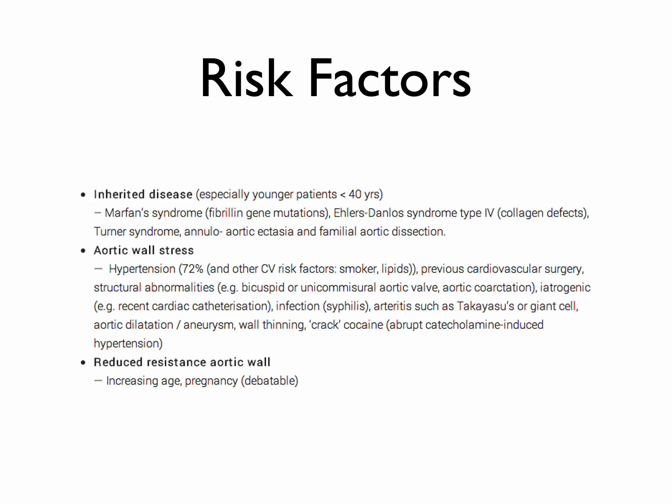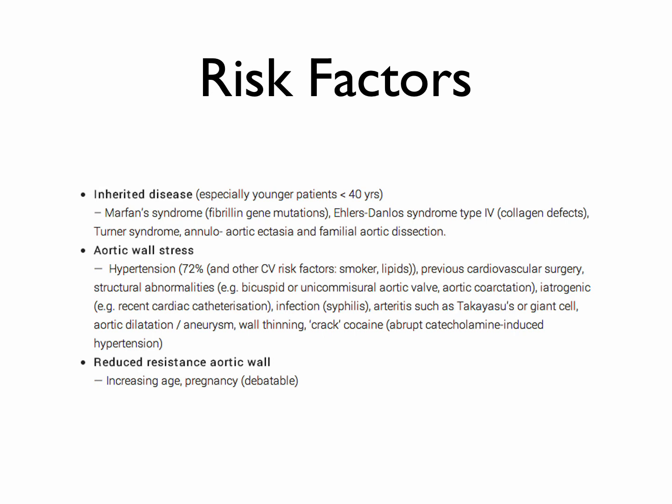Patients that have had previous cardiac surgery or known structural abnormalities, so bicuspid or aortic valve issues, can also be at risk. You can get it iatrogenically, so patients that have had a recent cardiac angiogram can present with an aortic dissection as one of the complications from that angiogram. Certain infections can cause it, so syphilis, or some vascular abnormalities like arteritis, so giant cell arteritis, that can result in aortic dilatation and aneurysms developing.